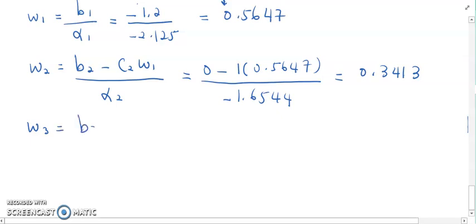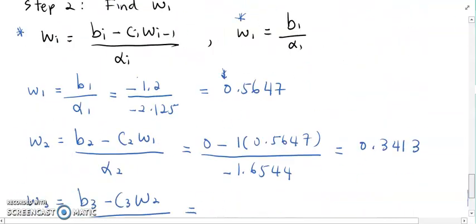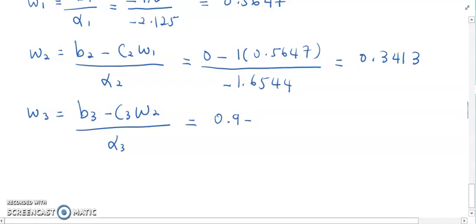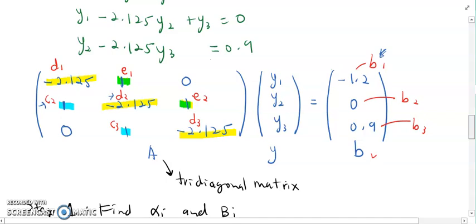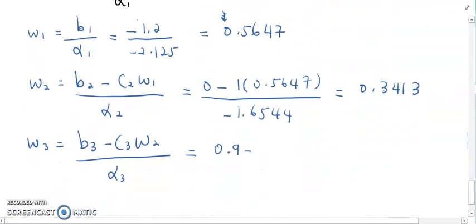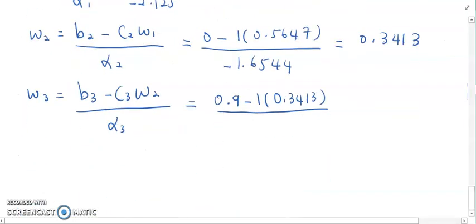Okay, next, find the W3 value. W3 is B3 minus C3 W2 over alpha 3. B3 is 0.9, so 0.9 minus C3, which is 1, times W2, which is 0.3413, over alpha 3. Alpha 3 is negative 1.5206.